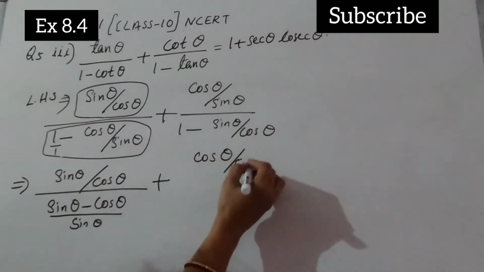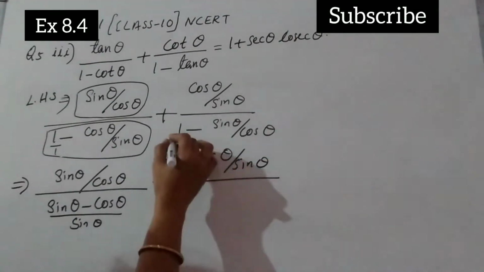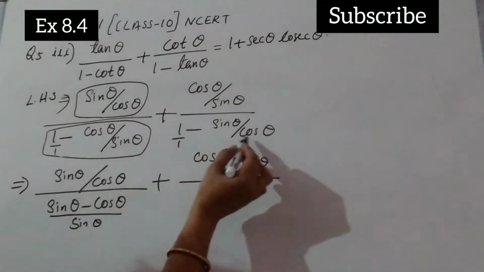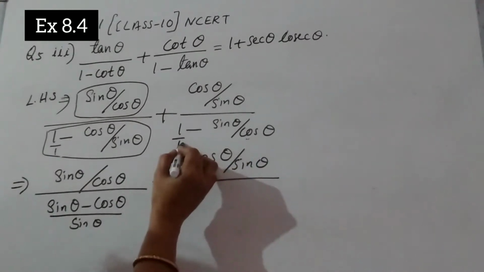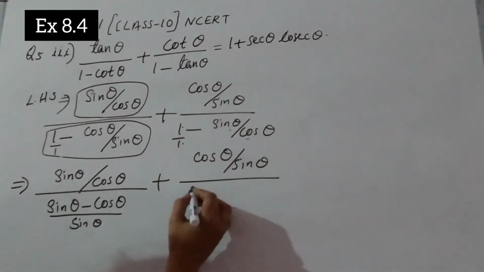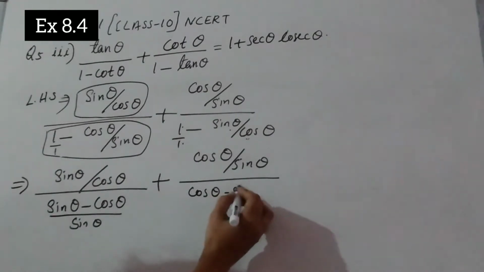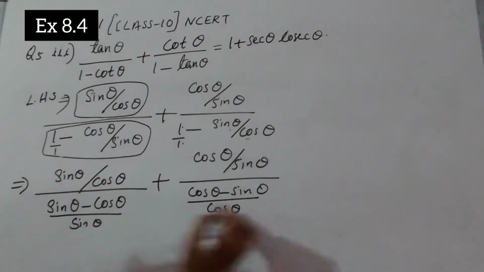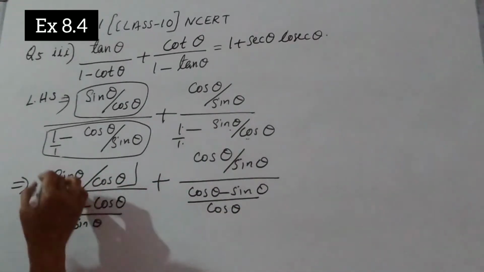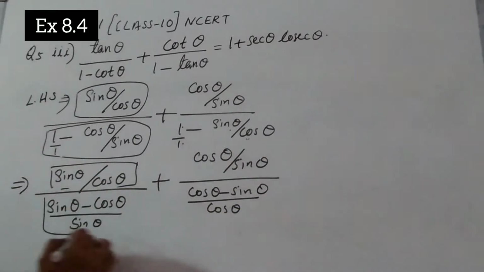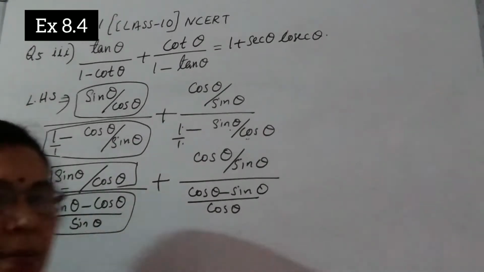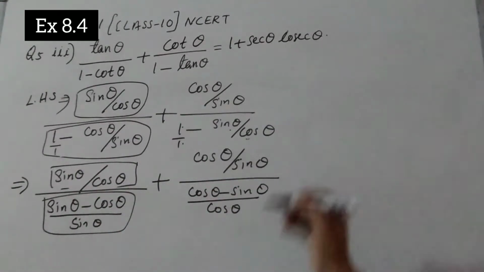Plus, same way you have to do the next expression also, cos theta by sin theta all divided by denominator 1. So bring it into the same denominator. So cos theta you have to multiply here. So cos theta minus sin theta divided by cos theta. So we can see here is one fraction and another fraction here. A fraction divided by another fraction, what you have to do? Take the reciprocal and multiply. So we can take the reciprocal and multiply.